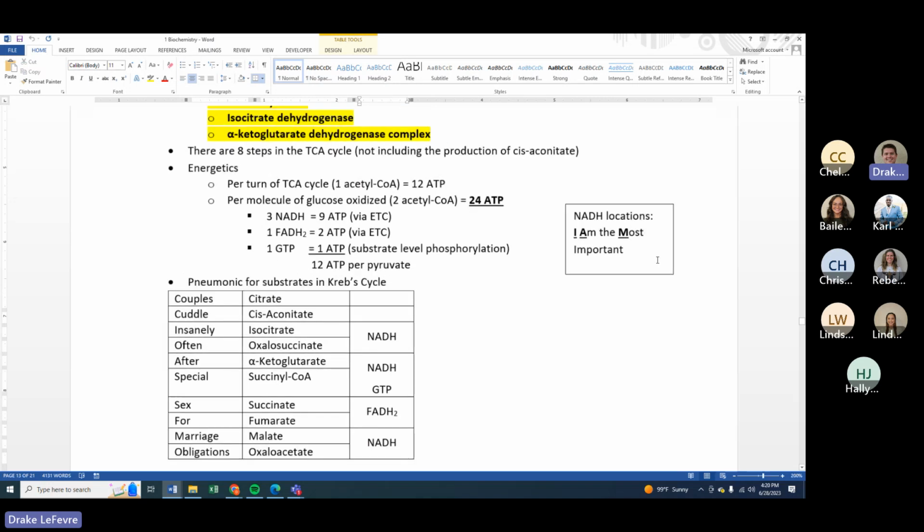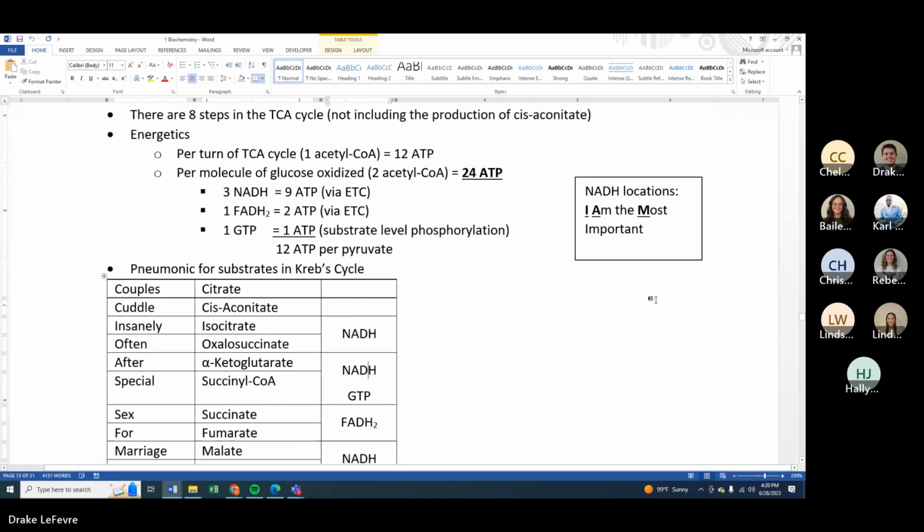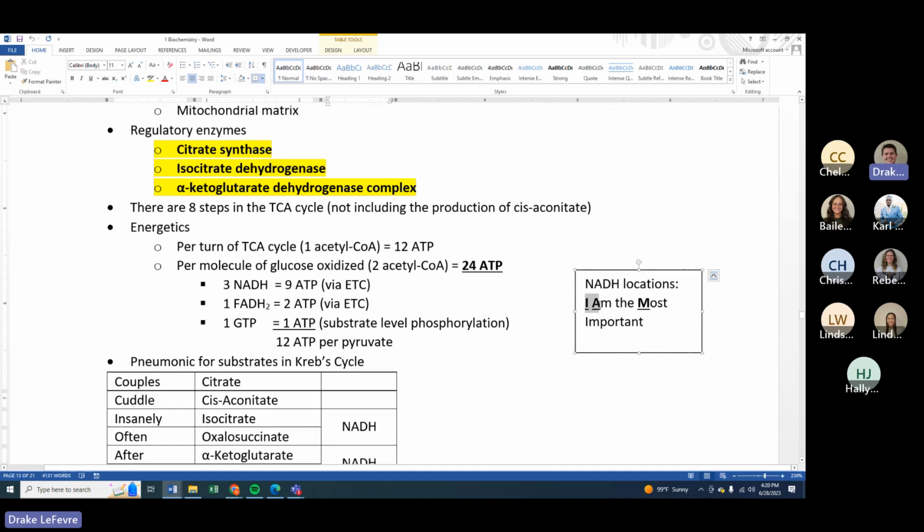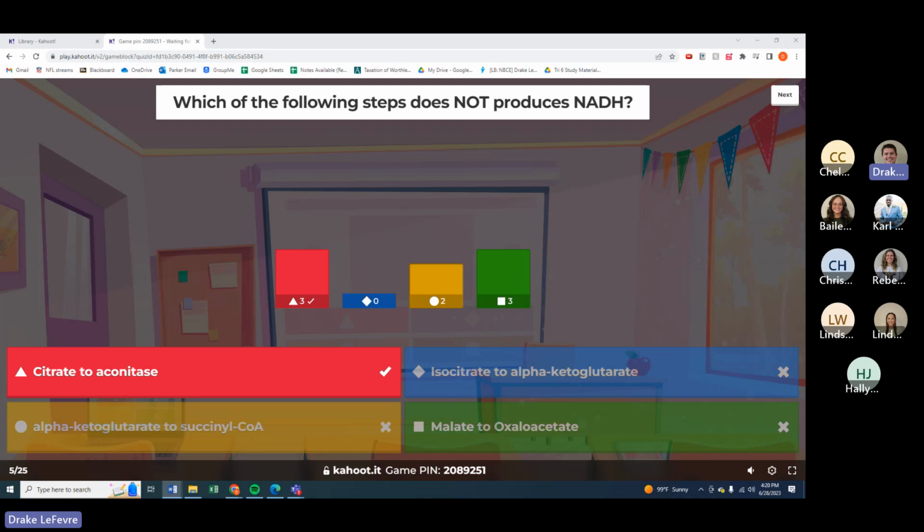For the NADH, the mnemonic to remember this is I am the most important. So in these spots: isocitrate to alpha ketoglutarate, alpha ketoglutarate to succinyl CoA, I am, and then malate to oxaloacetate, the most important. Those are our three spaces where we produce NADH.